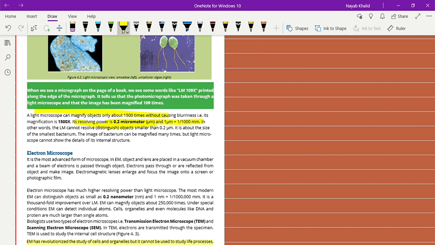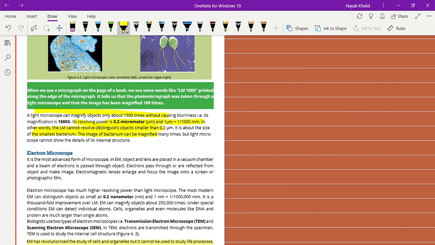In other words, the LM cannot resolve objects smaller than 0.2 micrometer. So the basic thing is that a light microscope can't observe an image that is smaller than 0.2 micrometer. Its limit is 0.2 micrometer. It is about the size of the smallest bacterium.